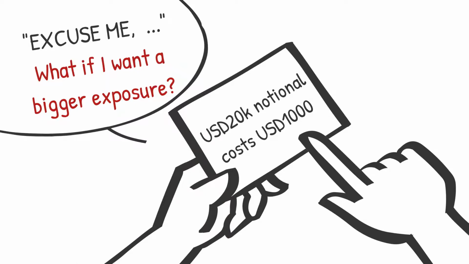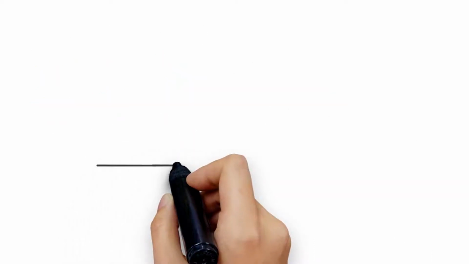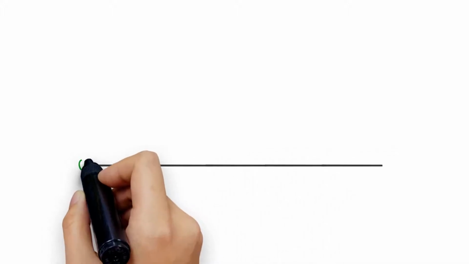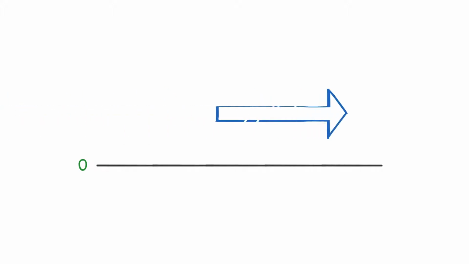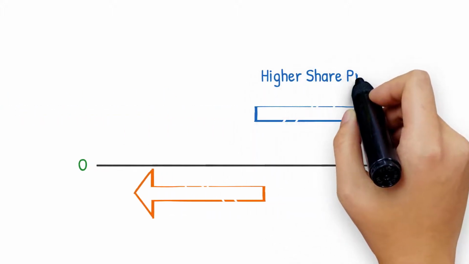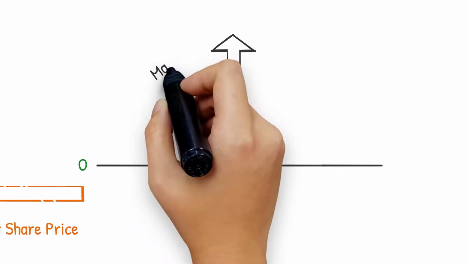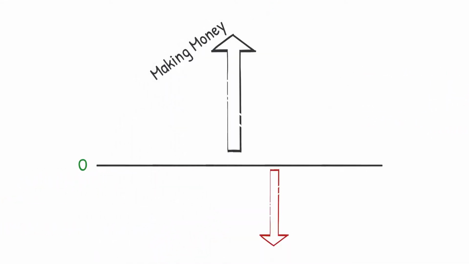Okay, let's try and visualize this. Imagine this line represents you neither making nor losing money. Hence, it is where your profit and loss on your position is zero. The further right on this line represents a higher share price at expiry, and the further left, a lower share price. Above the line, you are making money, below, you are losing.